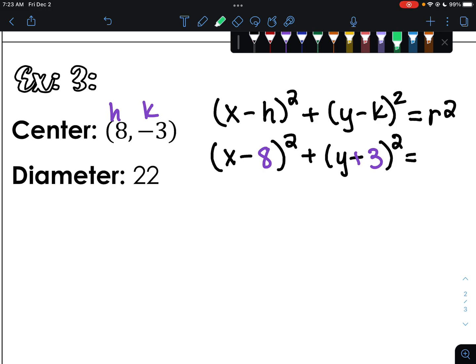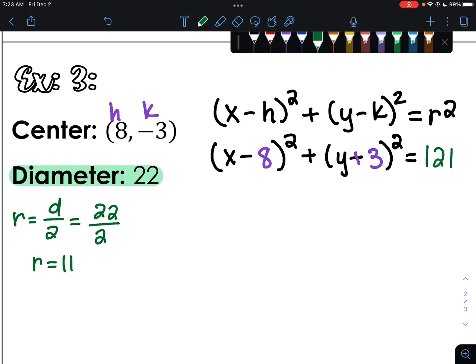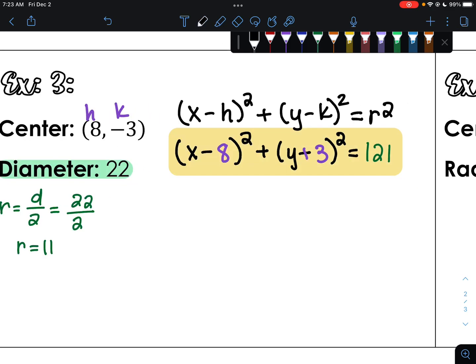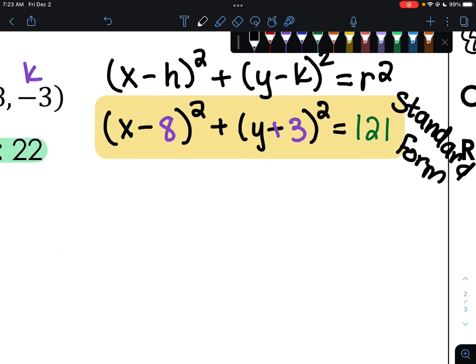Well, you have to be careful because we are given the diameter. The diameter is 2 radii together. So my radius is equal to my diameter divided by 2. So that would be 22 divided by 2, which means my radius is 11. So if I square 11, 11 squared is 121. So this would be the standard form of my circle. If I wanted to write it in general form, I would need to expand it. So let's go ahead and do that.